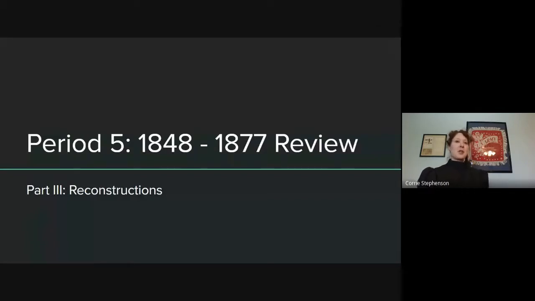Millions of African Americans are moving about the South, and no one's exactly sure of their status. Are they still slaves? Are they now free as a result of the Emancipation Proclamation? And to add to this chaos, the President of the United States has been assassinated. This is the first time a president has been assassinated. Now, some presidents have been shot at prior to this.